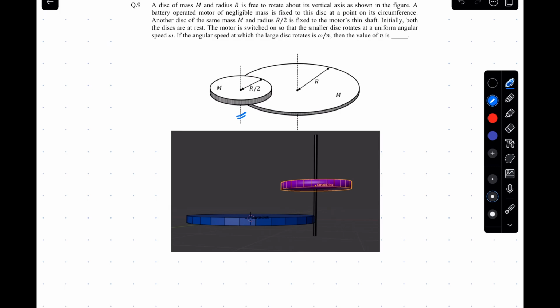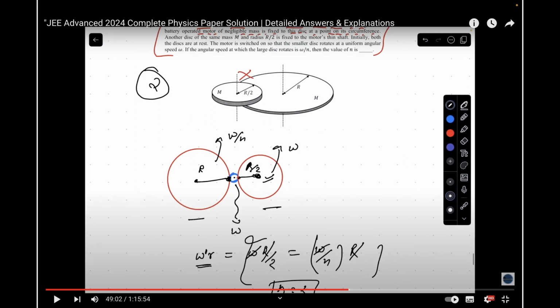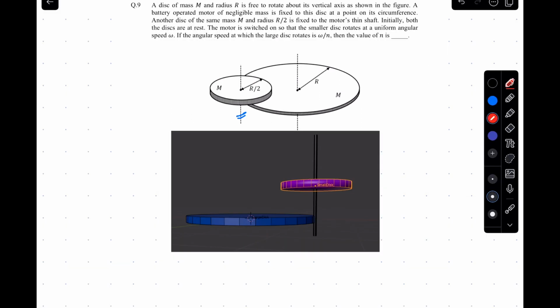Hi students, this is the question of the JEE Advanced 2024, question number 9 in paper 1. I did solve this question, but at that time I assumed that this axis is actually the fixed axis. But then I analyzed this question again and saw the other solutions. From that I understood that actually this axis is not the fixed axis. This axis is actually the fixed axis.